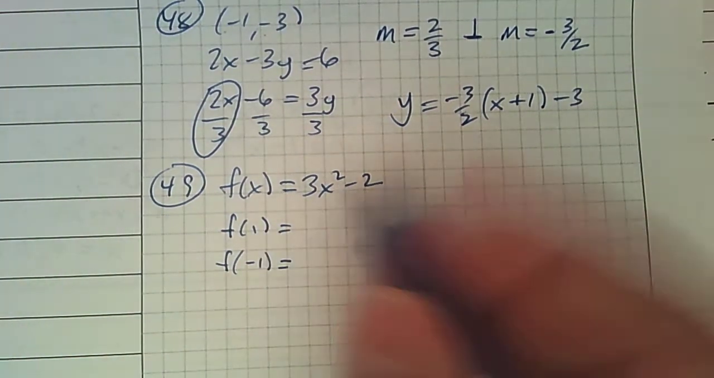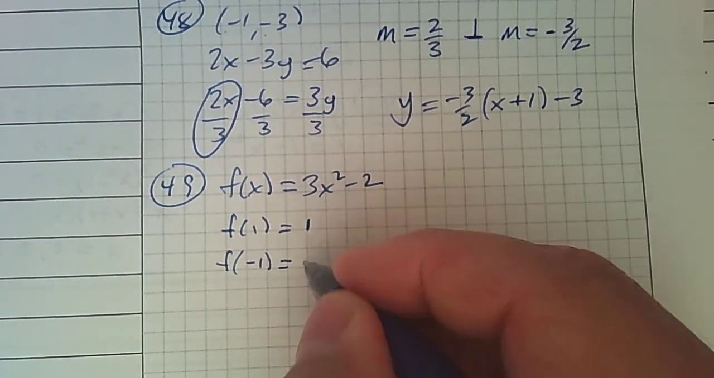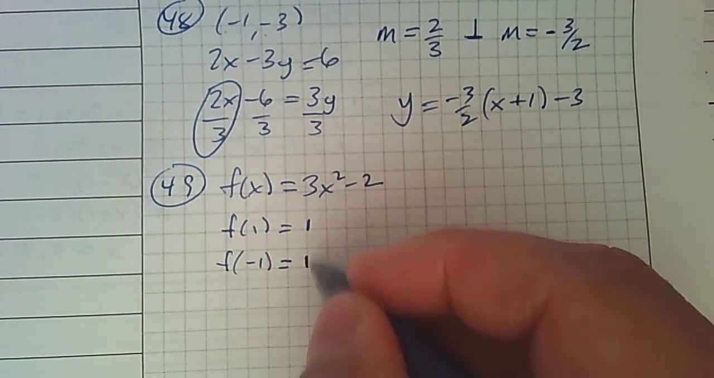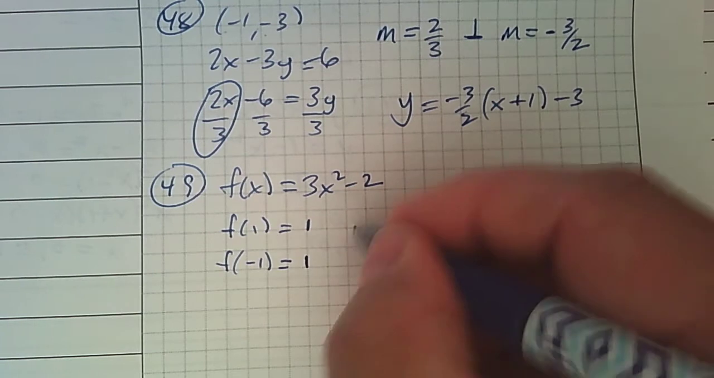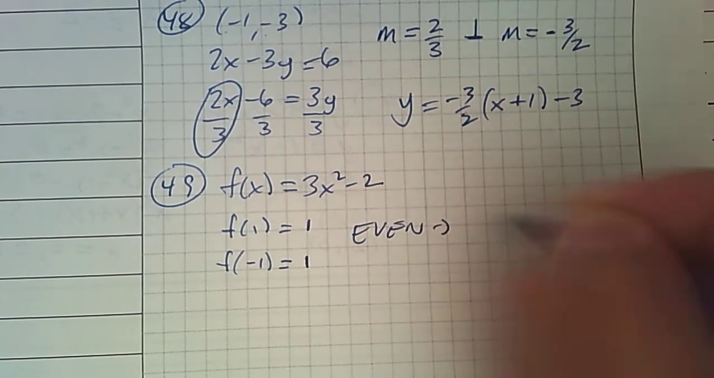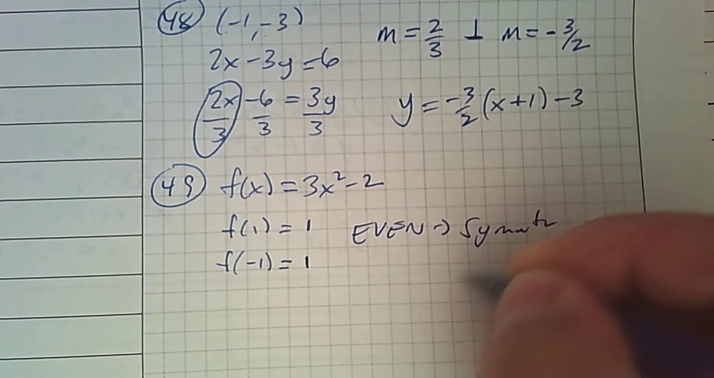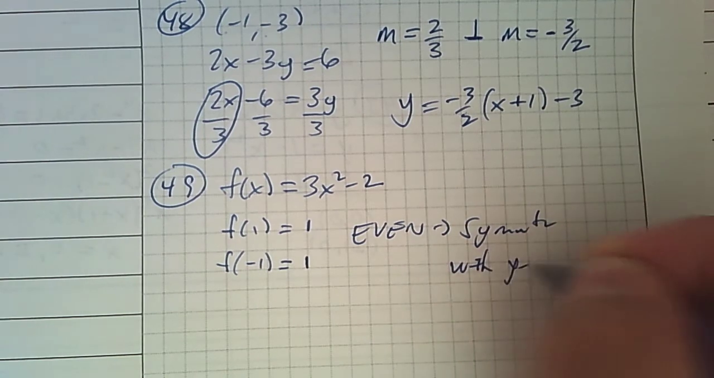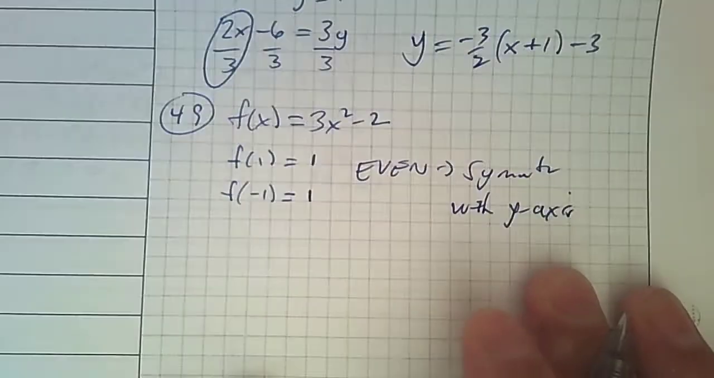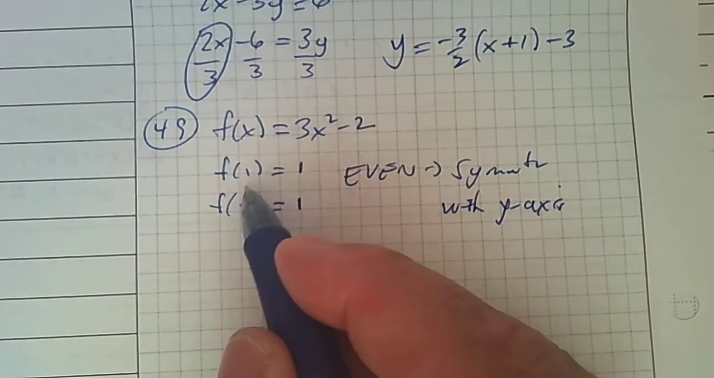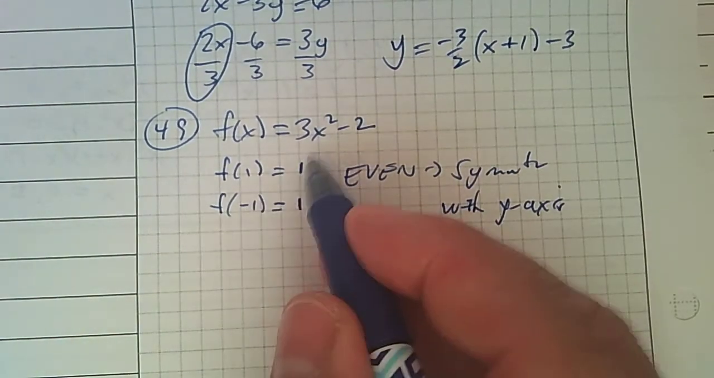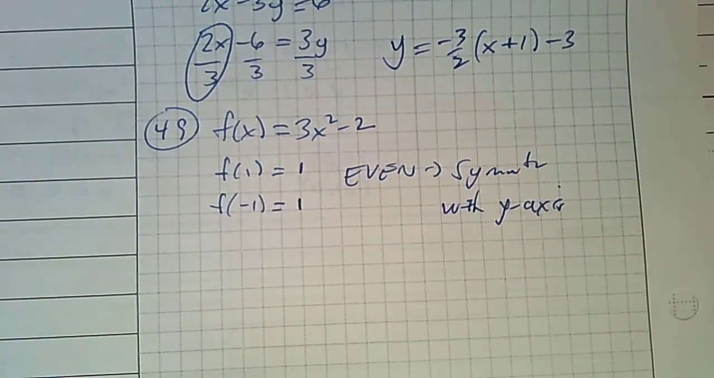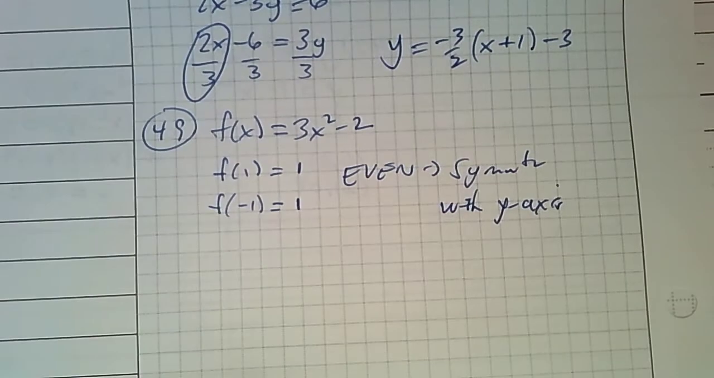So if I plug in positive 1, I get the answer positive 1. If I plug in negative 1, I get the answer positive 1. Because I get the same answer, that means this function is even and it has symmetry with the y-axis. That's simple. If you plugged in positive 1 and got the answer 0, you'd have to plug in a different positive number and its negative partner and look at the answer.